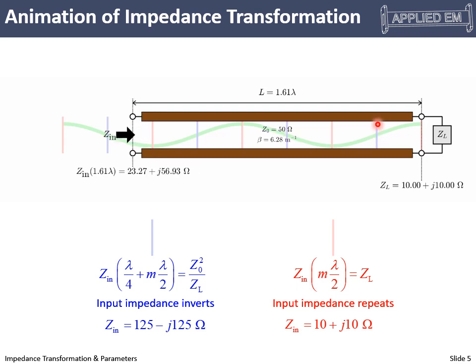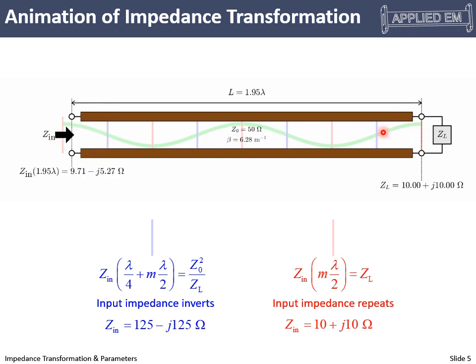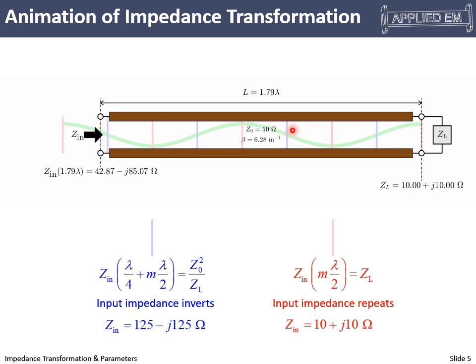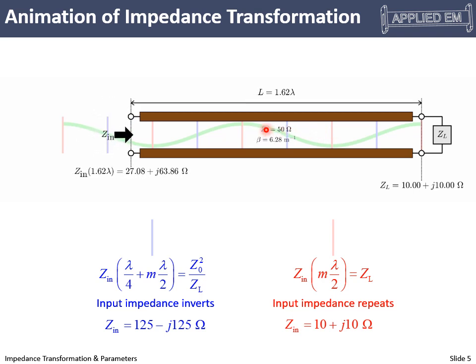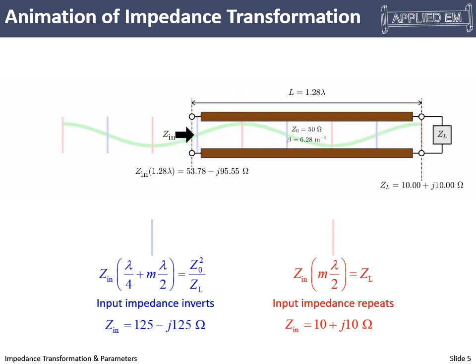And of course, every half wavelength, we still see that inverted impedance. So every quarter wavelength it inverts. Here we see the load impedance. Here we see Z naught squared over the load impedance. Back up another quarter wavelength, we're back to the load impedance. Back up another quarter wavelength, we're at Z naught squared over the load impedance. This green line you're seeing here is just an illustration of the wave, so you can get an idea of the wavelength along the transmission line.